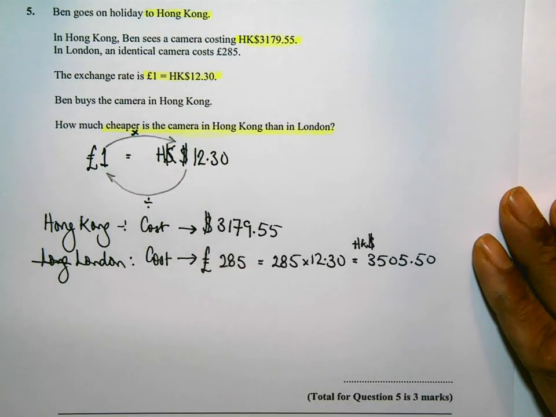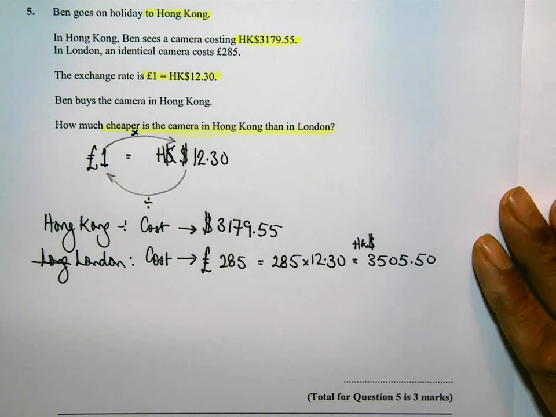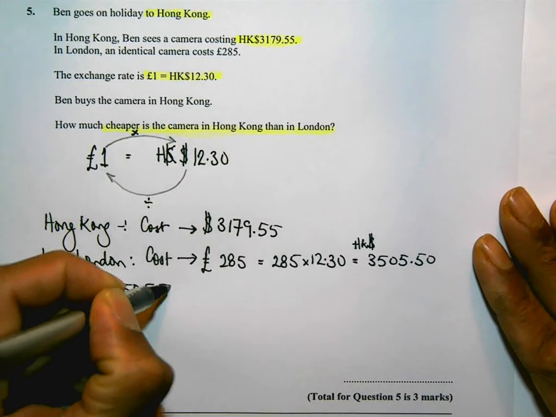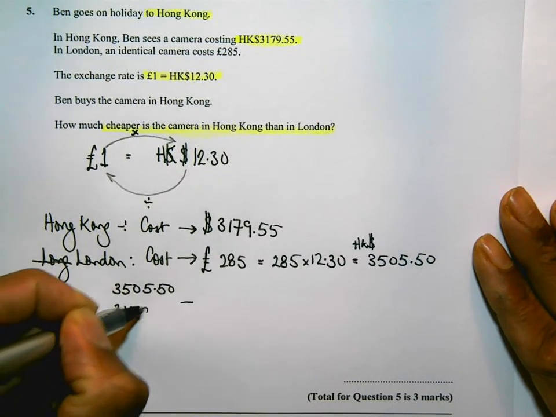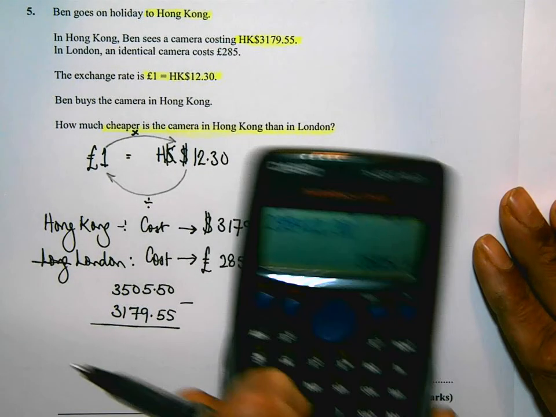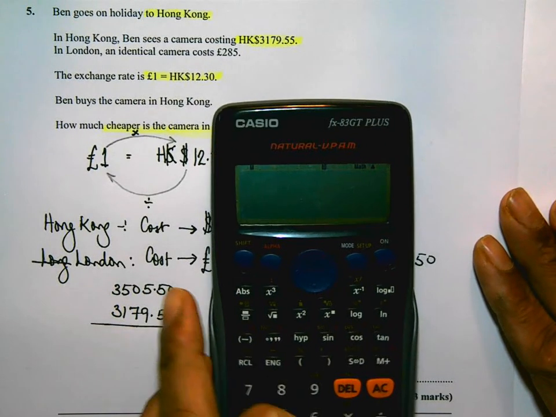Okay, go back to the question. The question says, how much cheaper is the camera? So how much cheaper is the camera in Hong Kong? Well, this is how much it would have cost in London if I convert it into Hong Kong dollars. So I'm going to do 3,505.50 take away 3,179.55. Now I'll set this out as if I was going to do it longhand, but I've got my calculator. It's a calculator paper. I want to save time and make sure I do this correctly.